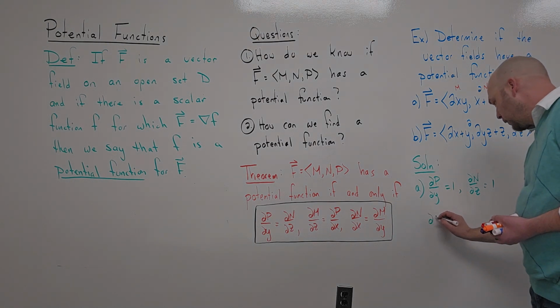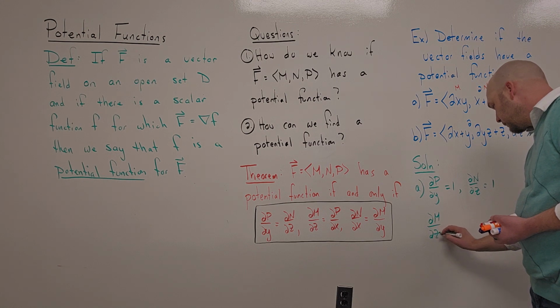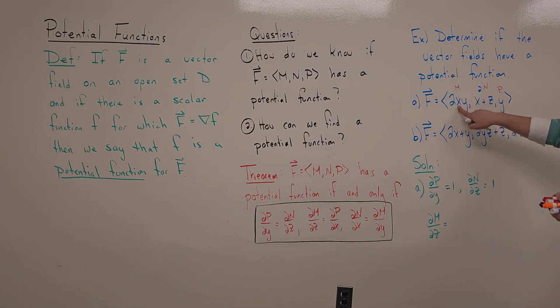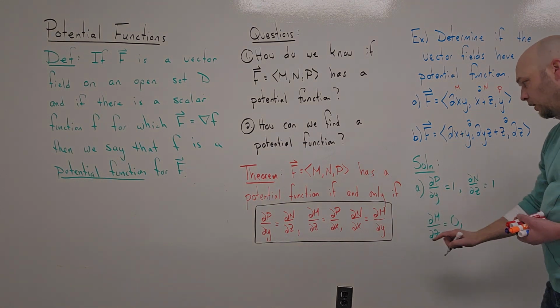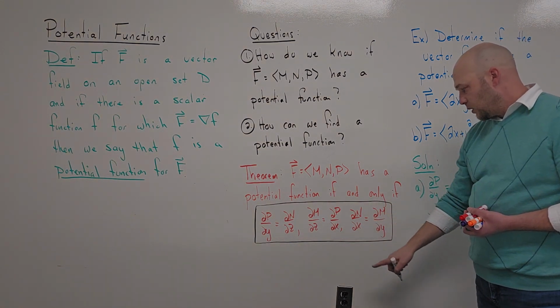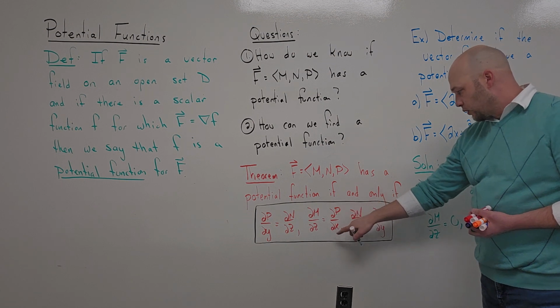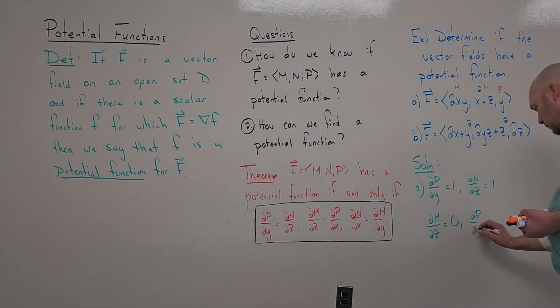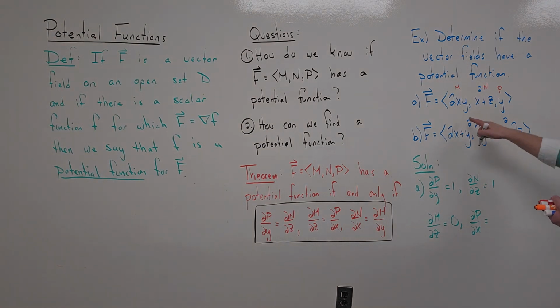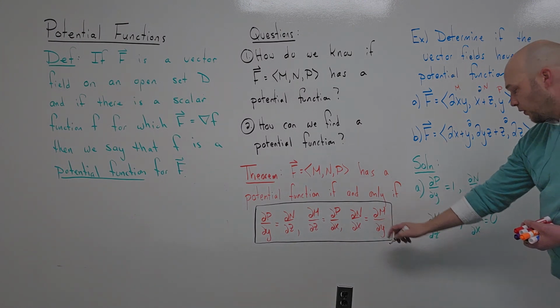The partial derivative of M with respect to z. M is the first component, partial with respect to z is 0. Next thing that I want to see is if that's equal to the partial derivative of P with respect to x, so dP/dx. P is the third component, and the partial with respect to x is 0 because there's no x's there. First and second equation are satisfied. Now let's try the third one.